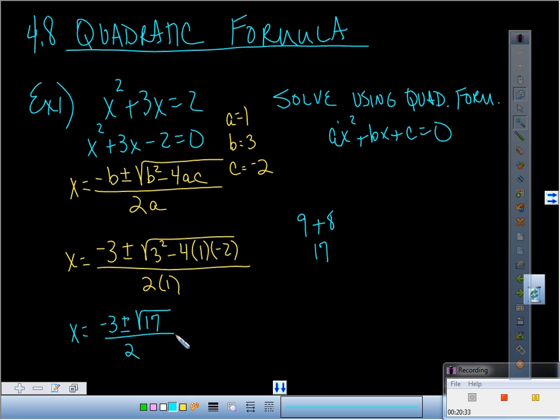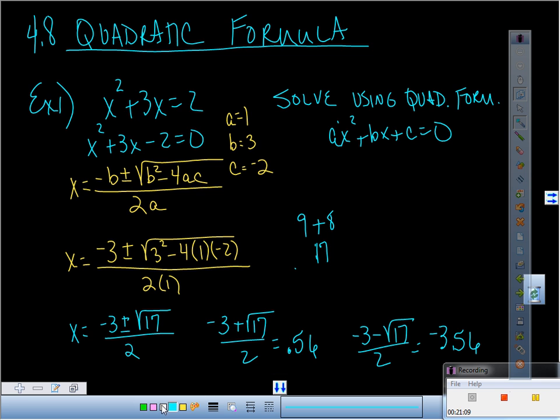Okay, so these are my answers, right? I'm going to separate them for a second. I'm going to write it as negative 3 plus the square root of 17 over 2. If you put that in your calculator, you would figure this to be about 0.56. Now, I'm going to do the other one: negative 3 minus the square root of 17 over 2, and that's going to be negative 3.56.